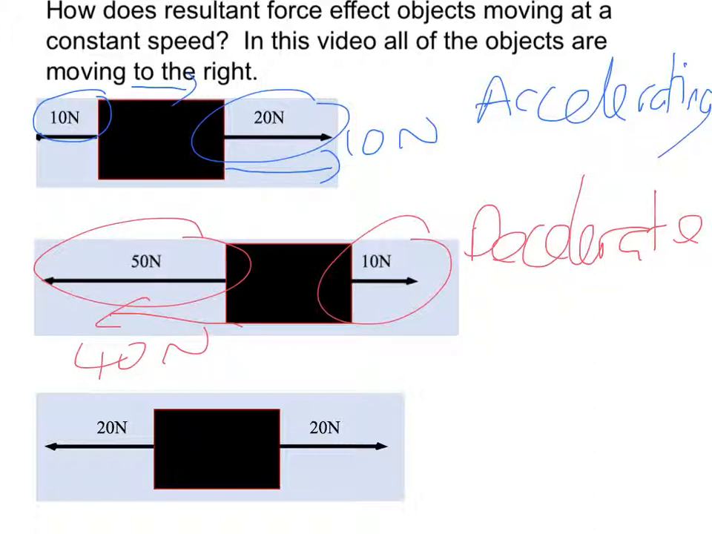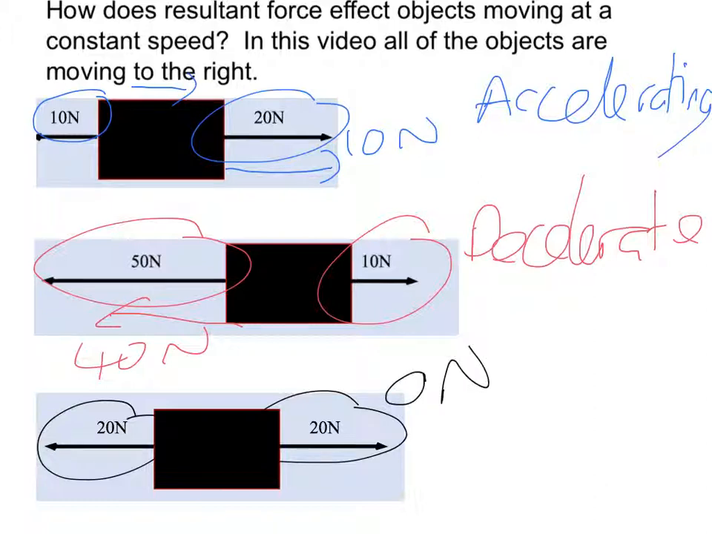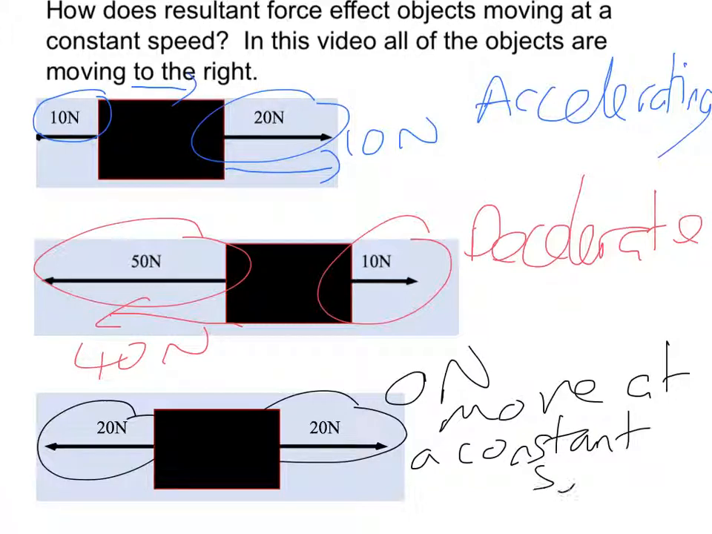The final object that we have here has got 20 newtons here and 20 newtons there, which means we've got 0 newtons overall, which means that no overall resultant force acts on that object. You've got 0 resultant force, which means it's not going to speed up, nor is it going to slow down, but because it's moving already, it's going to continue to move at constant speed. And that is how you answer questions that are about resultant force acting on objects moving at constant speed.